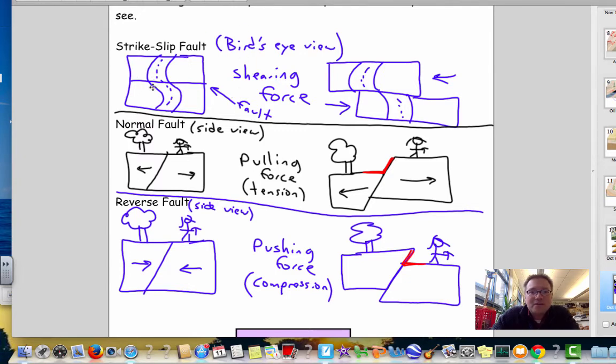So if we're looking down, say, on a road, and there's a fault right here, and it feels a shearing force, one side would go one direction, one side would go the other direction. A normal fault is caused by a pulling apart force, a tensional force. Now this is a side view. So there's Jane, and this is the rocks underneath. These rocks are pulled apart.